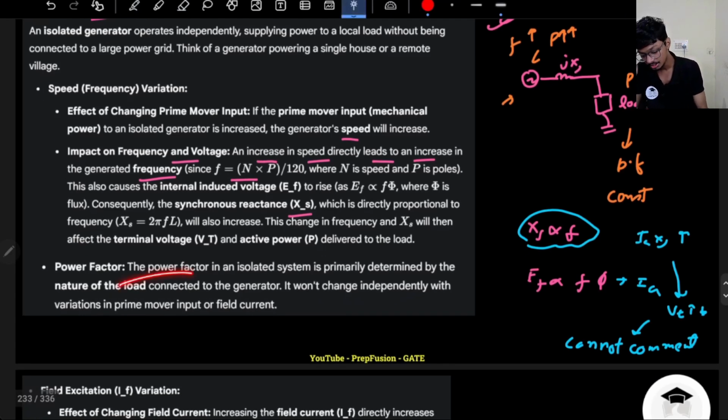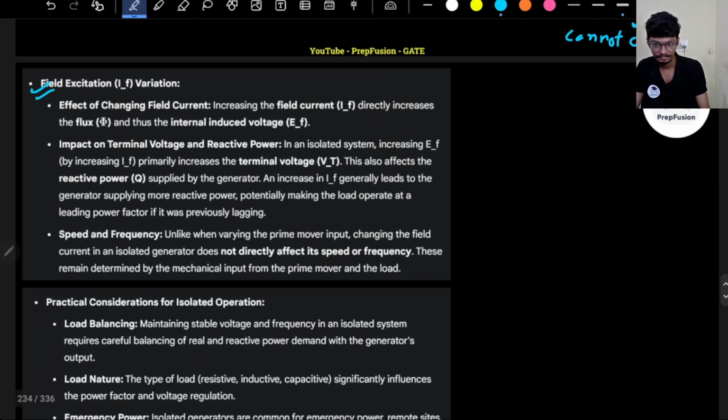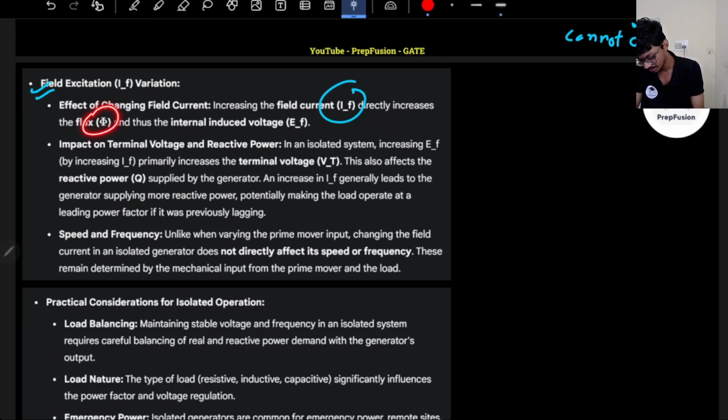What will happen to the power factor? The power factor for an isolated system will be constant because it solely depends on the load, and the same load is connected, so it will be constant. Now if I am varying the field excitation, what will happen? If I am varying the field excitation, basically I am increasing the If current, which increases the flux. If I am increasing the flux, then Ef will increase because Ef is proportional to flux, right?